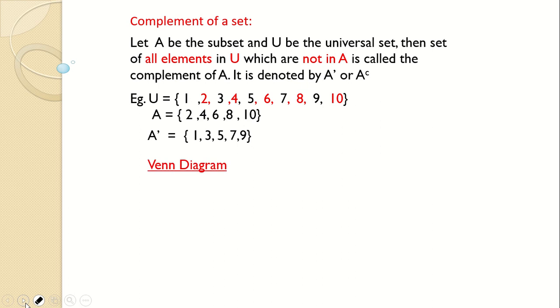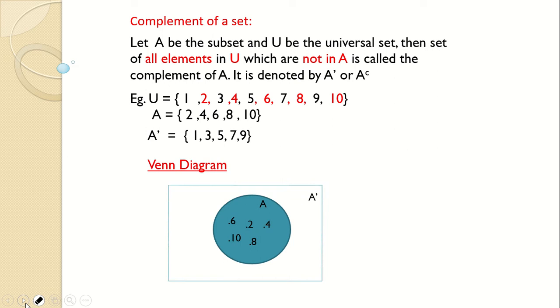Now with a Venn diagram, if we have to show that, how will we show it? This is your set A. All the elements of A we can write in that: 2, 4, 6, 8 and 10, and then the universal set. So A complement: all the remaining elements will go outside of A, that is, they are in the A complement. So you can understand that A plus A complement will become your universal set.